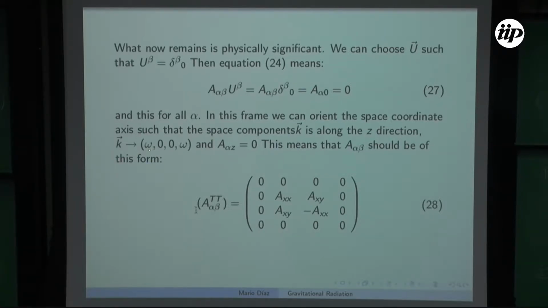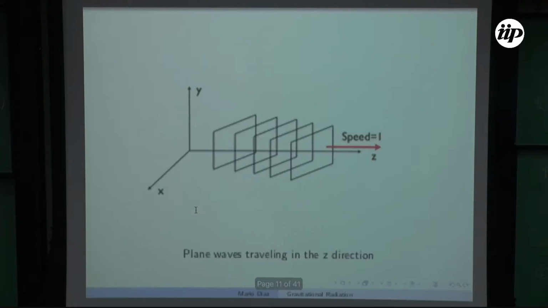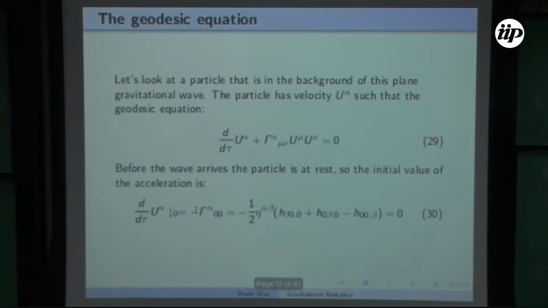K is going to become omega, 0, 0, omega. A alpha zeta is going to be 0, so essentially all these terms in the amplitude tensor are going to be 0, and only these two terms survive. This guarantees that it's 0 trace, and this makes it symmetric. So there are only two significant parameters. So these are plane waves traveling in the z direction.